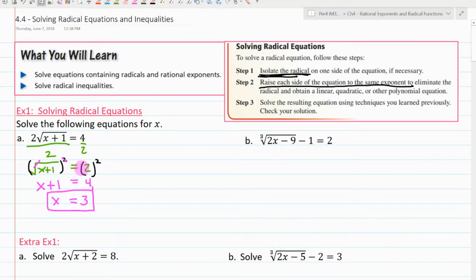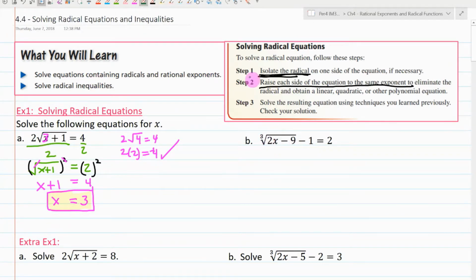Now to check your answer, you can just put 3 here and then do the work. So it would be 2 times the square root of 4 equals 4. And yeah, it works out. So you don't have to show the work. You can do the work in your head to check that answer. All right.